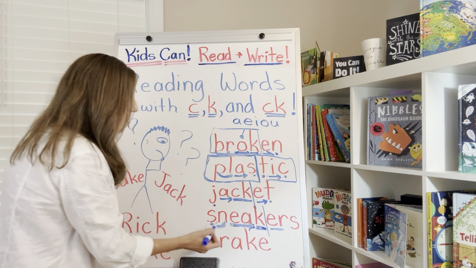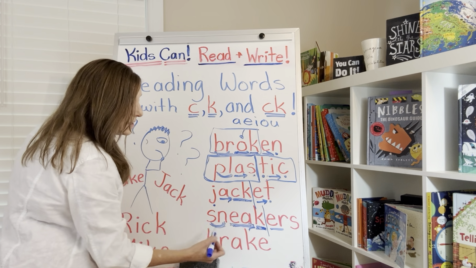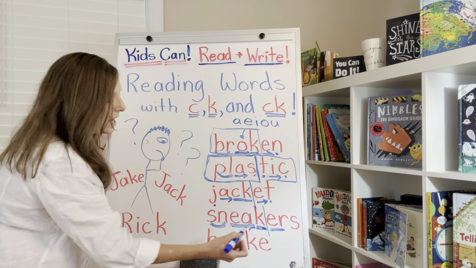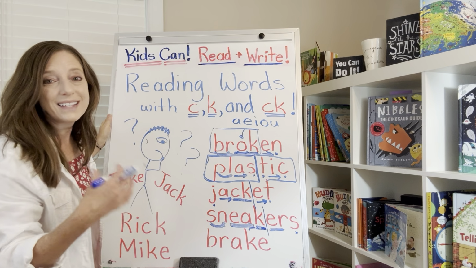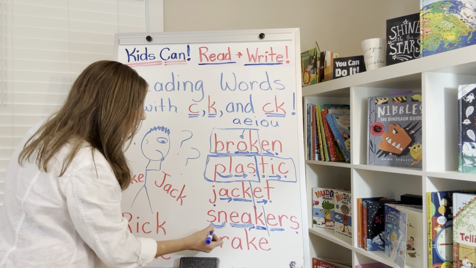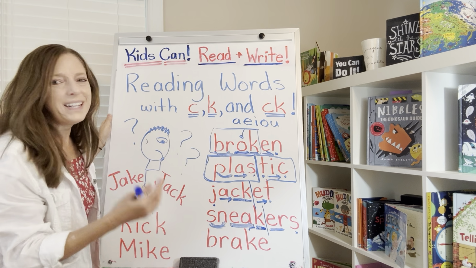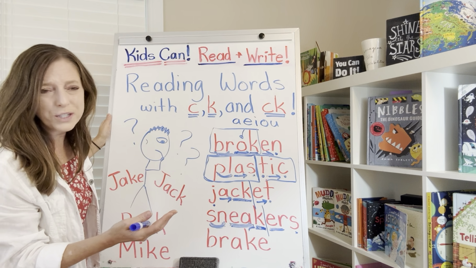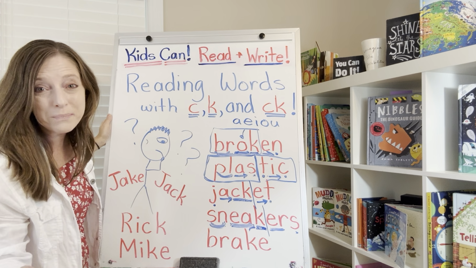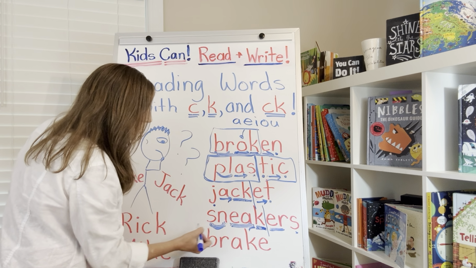So again, just because your kids know when to use C and when to use K doesn't mean they could read this word. They need to know this trick, and they need to know how to add an S at the end, which throws a lot of kids off. So they also need to know how to blend two letters together. So remember, reading is challenging for new readers because there are so many things going on that they might or might not remember at any given time. So you need to be able to help remind them.